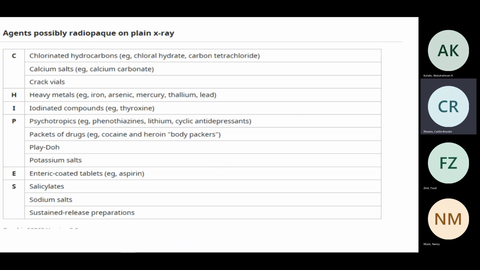Chlorinated hydrocarbons, calcium salts, heavy metals, and iodinated compounds you can see on X-ray, as well as potassium salts, enteric-coated tablets like aspirin, salicylate, sodium salts, and sustained release preparations.